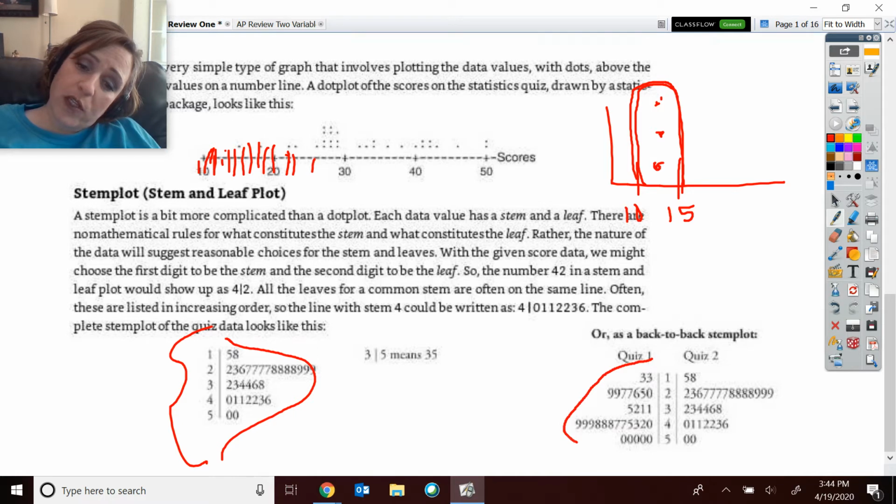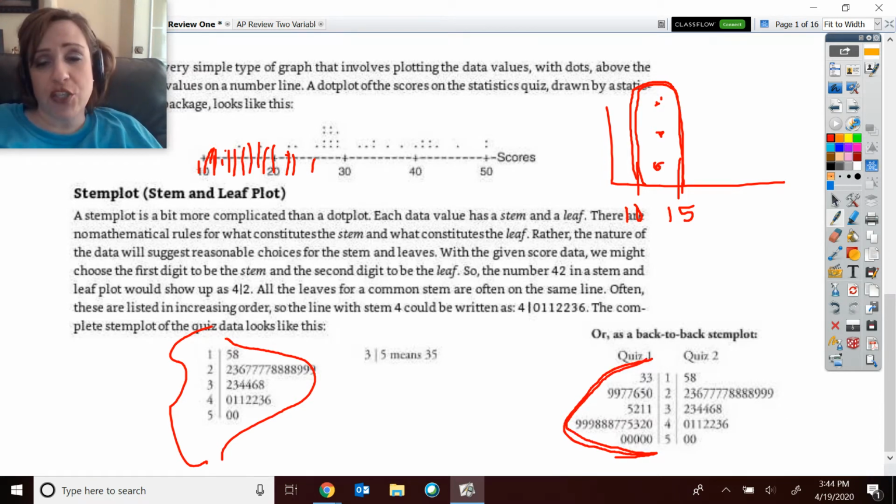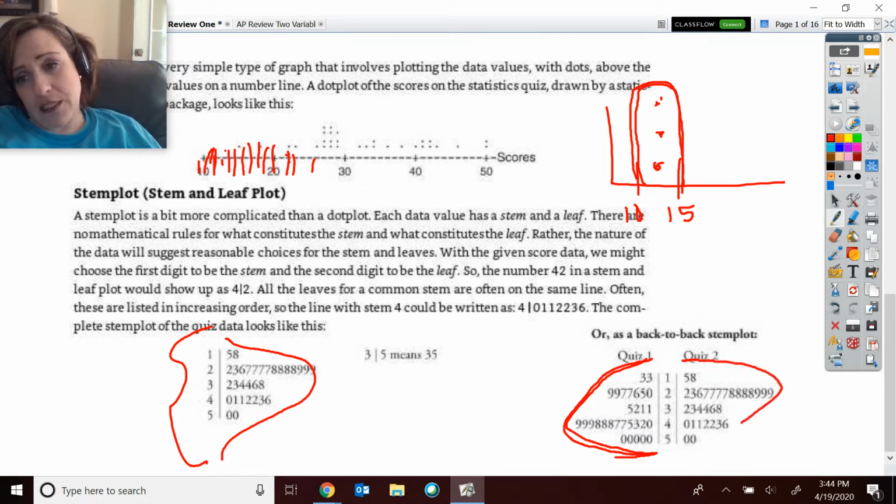If you were looking at quiz 1, make sure you think in terms of this. This is like actually a backwards one, because you have to make sure you think when you're doing the shape from least to greatest. Okay. This is comparing the quizzes back to back.